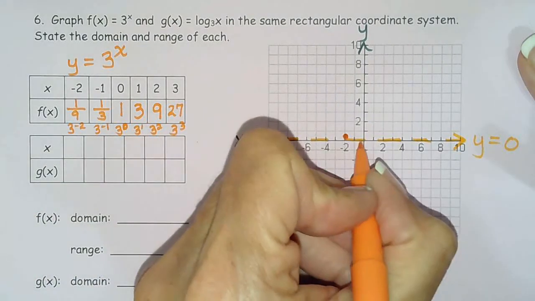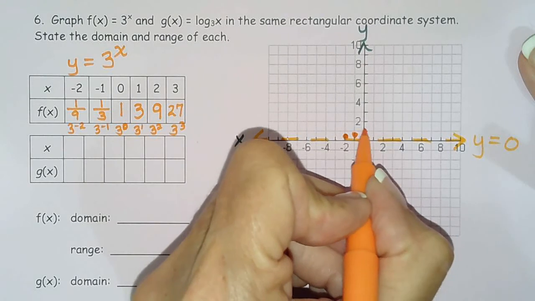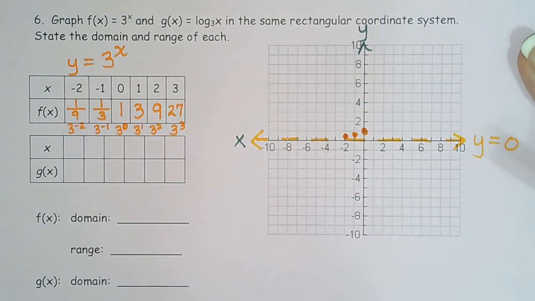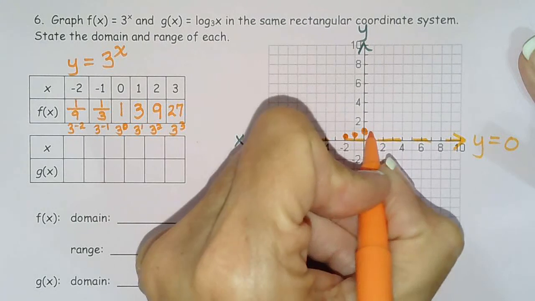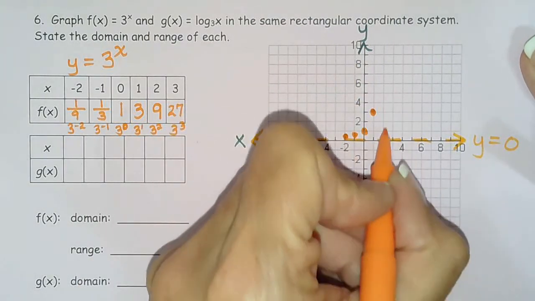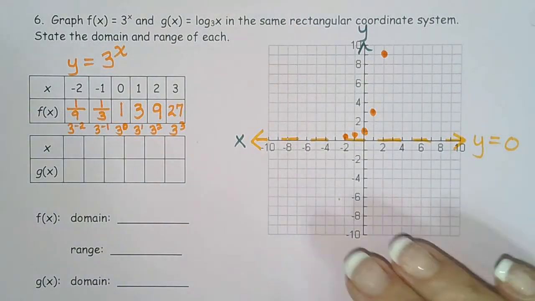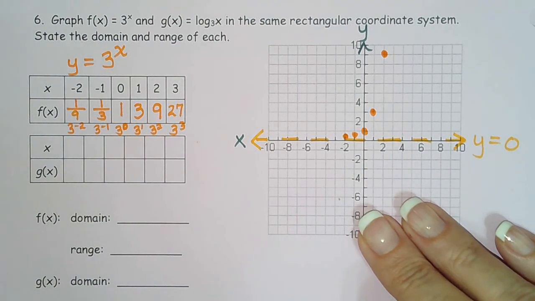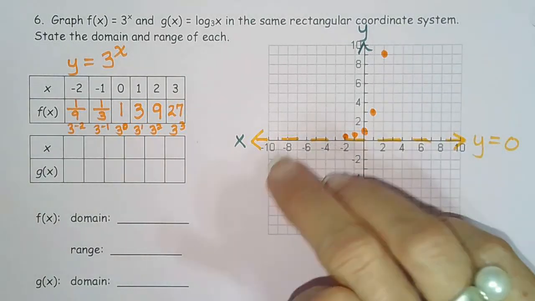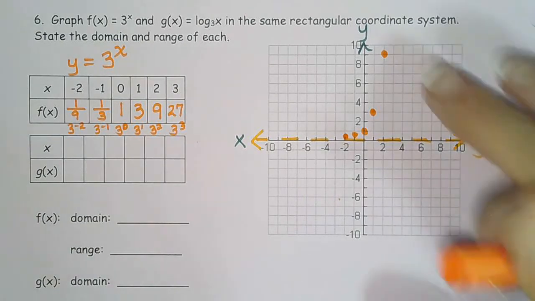X is negative 1, and a little bit higher at 1/3. 0, 1, which we learned is on every exponential graph. 1, 3, and 2, 9. It's going to be our last one. And so now we're ready to graph. And we always put our asymptote in first. Do you remember why? Because it's our graphing aid. And we need the graphing aid because we have to know don't cross the x-axis. Don't touch the x-axis. Just go right along beside it.